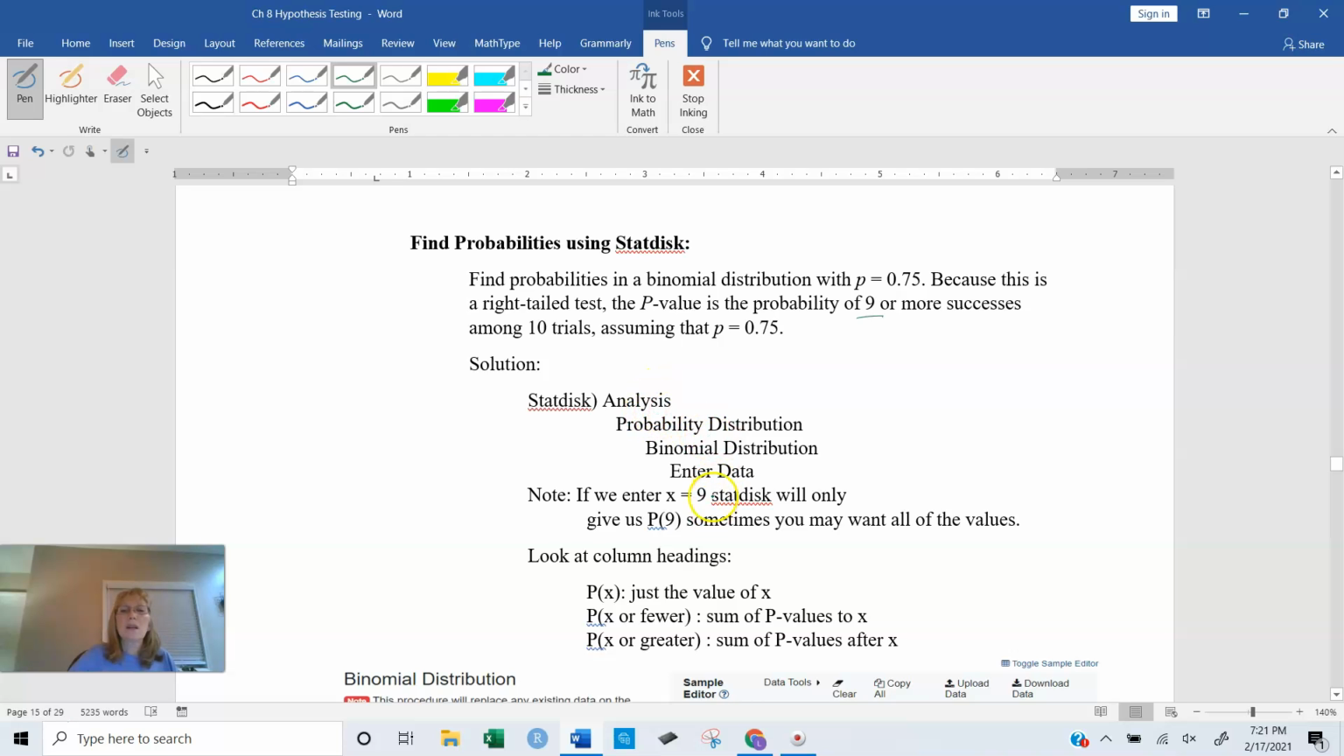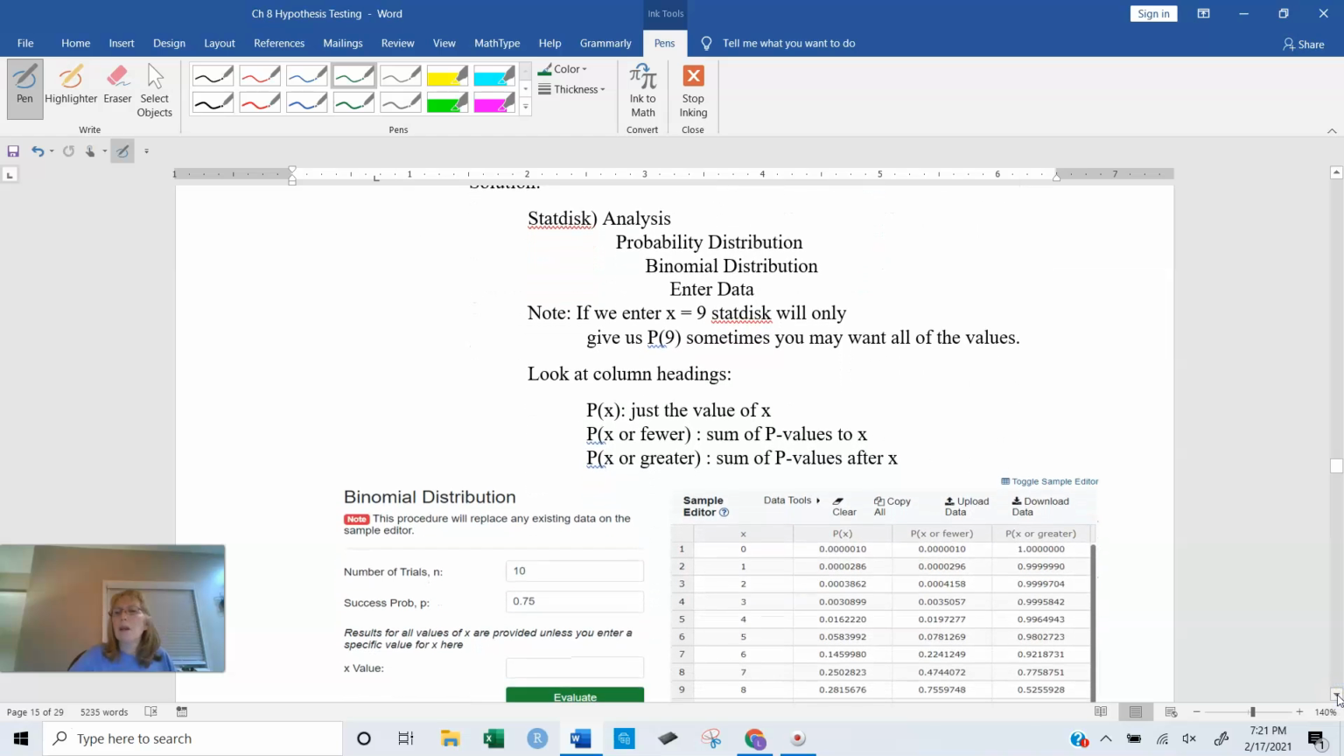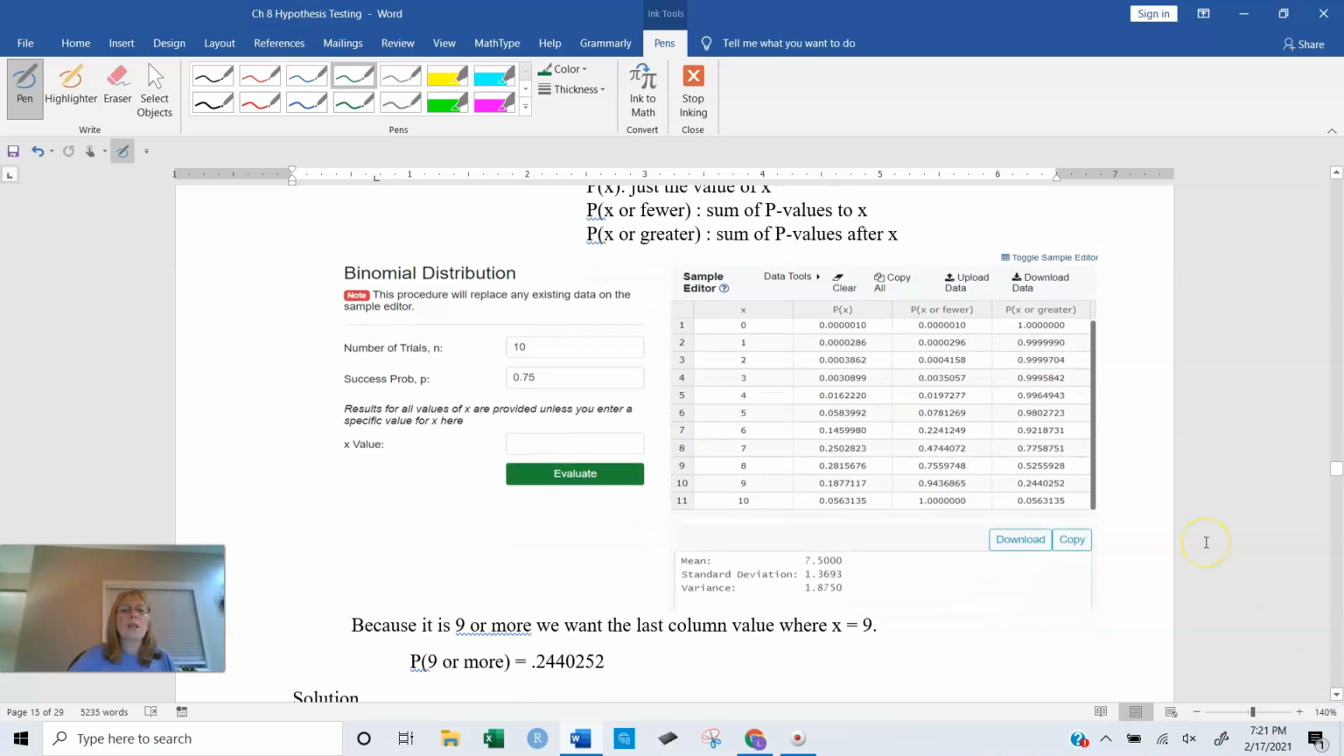So in StatDisk, go to enter your data. X equals 9 gives us P(9). Sometimes you may want all the values, so a lot of times we don't enter in the X. Now let's look at the headings here. We've got 10 trials, 0.75. So we're going to go down to 9 here because this is what we're looking at. And it says 9 or greater is 0.244042. You're looking right here at the probability that this will happen. Because it's 9 or more, we want the last column.